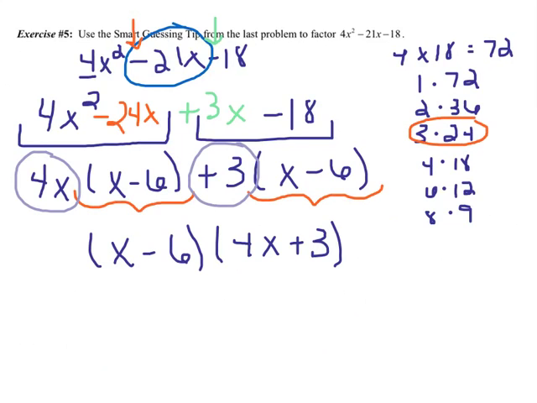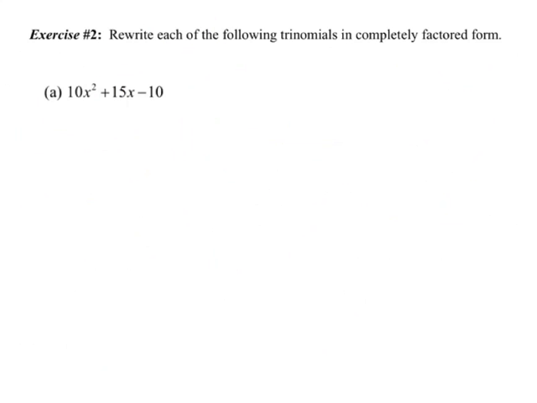We're going back right now to the first page. Go to exercise 2, part A. Alright, we are looking at exercise number 2 now, part A. I'm looking at this trinomial, and I know the first thing I have to do is look for a GCF. And I see my GCF is 5. So I'm going to pull a 5 out. I'm left with 2x squared plus 3x minus 2.